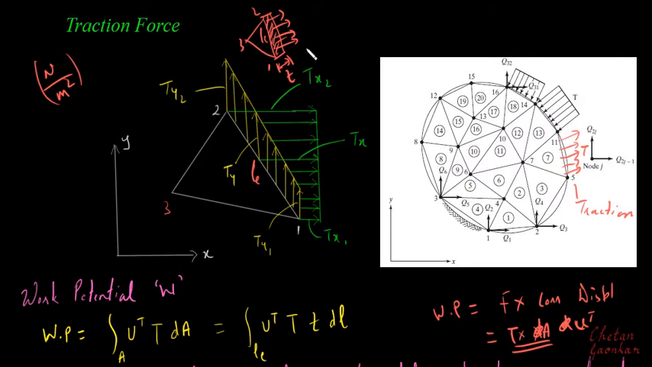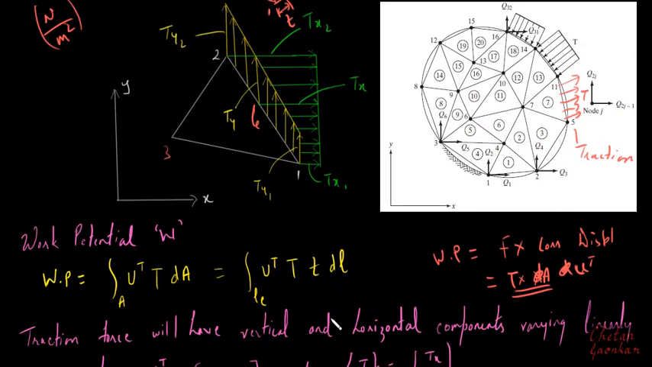And since this thickness is constant, I can split this dA term as t multiplied by dl, where dl is the small length which I considered initially. Then, in order to apply this to the entire element, I will integrate it over the total length LE. So this is the work potential term which I get in this case.